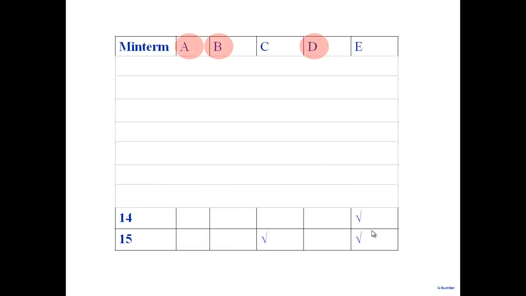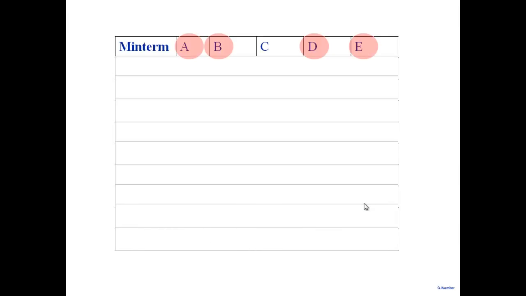Now I'm left with this. And which is essential? E. E is essential. So this one, and then this covers this one also. So I've covered all the terms that are there. And the solution that I'm done with is ABDE. ABDE is the minimized solution to my Boolean expression here.